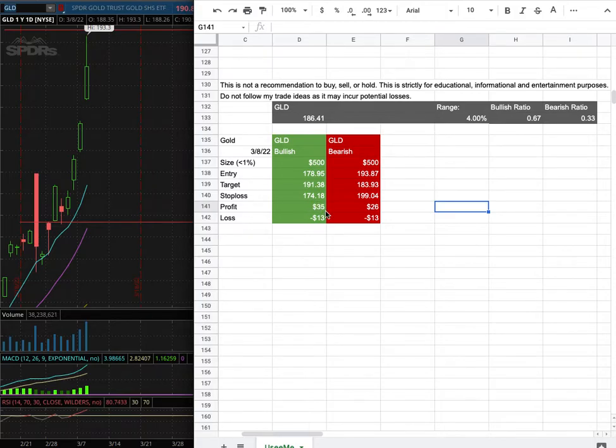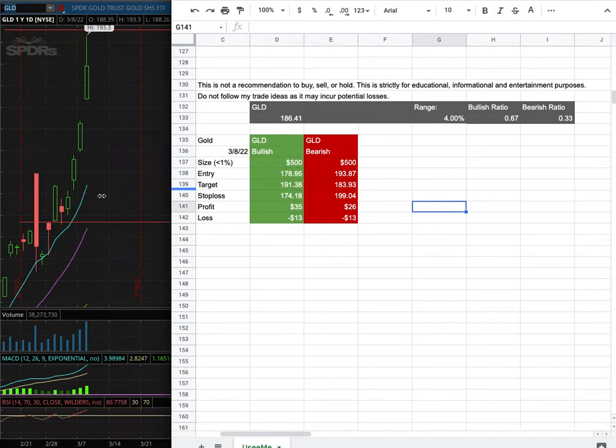However, if I were to open a short position, my entry is at $193.87, and that is this range there. My sell target is at $183.93, and my stop loss is at $199.04. So whichever entry price were to hit first, that'll be my position of the week.